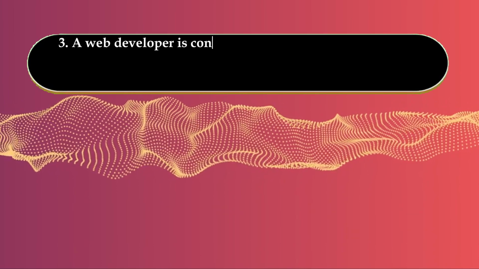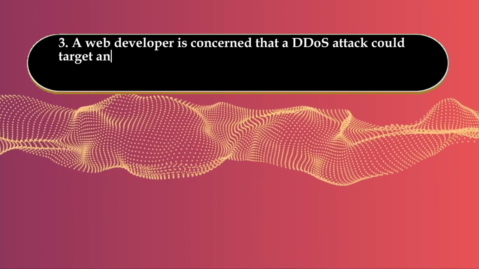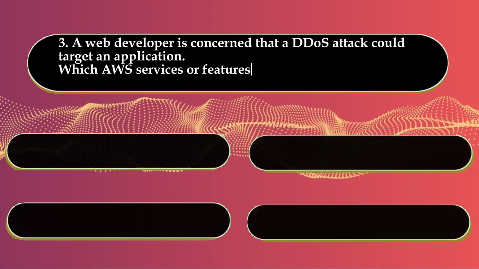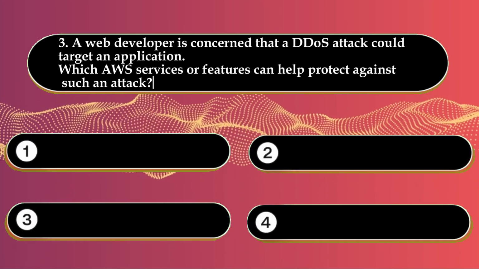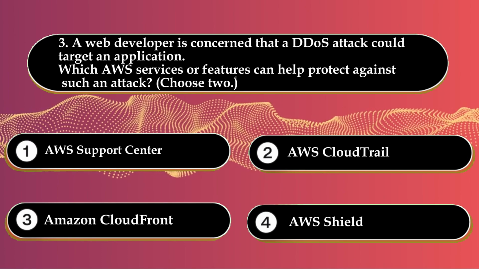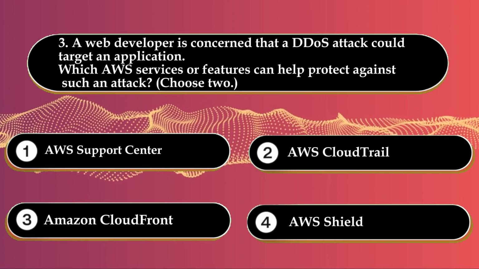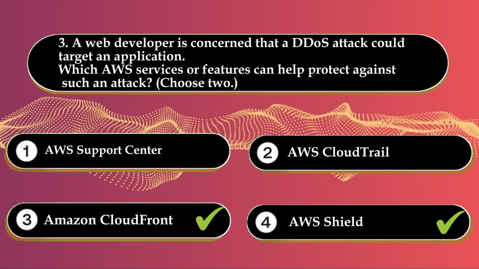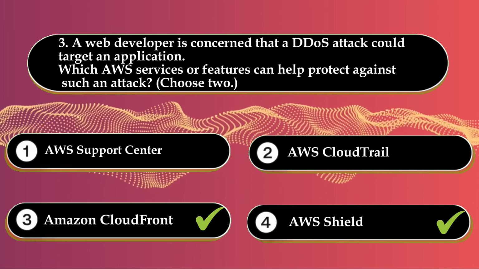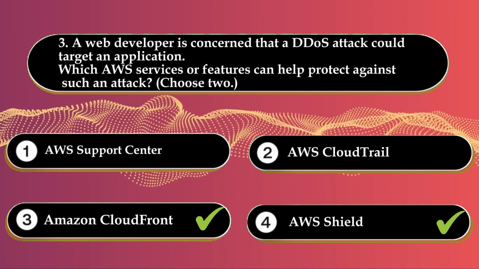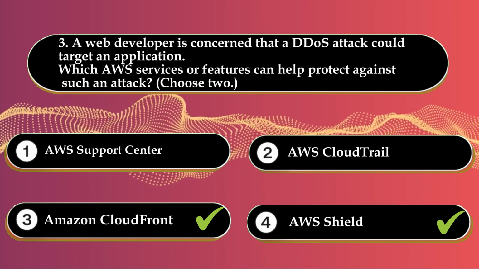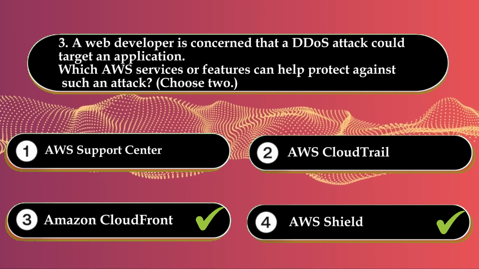3. A web developer is concerned that a DDoS attack could target an application. Which AWS services or features can help protect against such an attack? Choose 2. AWS Shield provides protection against DDoS attacks, and Amazon CloudFront is a content delivery network, CDN, that can help mitigate DDoS attacks by distributing traffic across multiple locations.